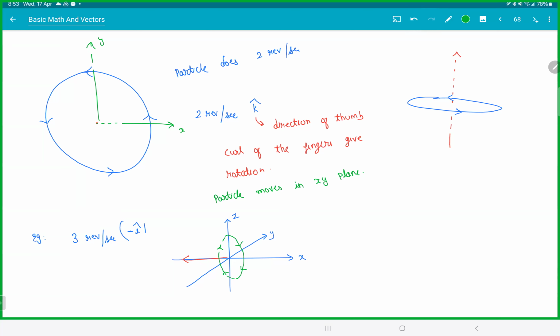Put your thumb along the negative x-axis and make your fist like this. You can see my screen. So this is minus I cap, and my fingers are rotating like this. So this gives you the rotation in and out. The particle is going into the paper and coming out of the paper. Are you getting how the direction is?